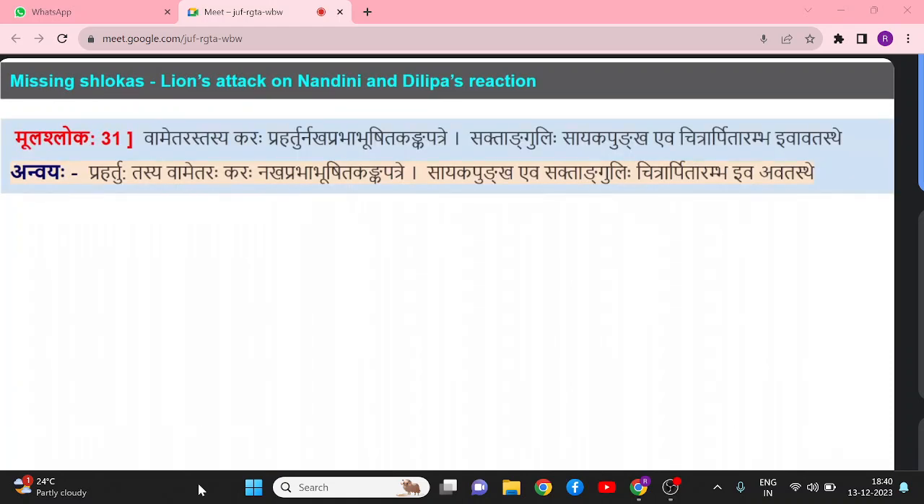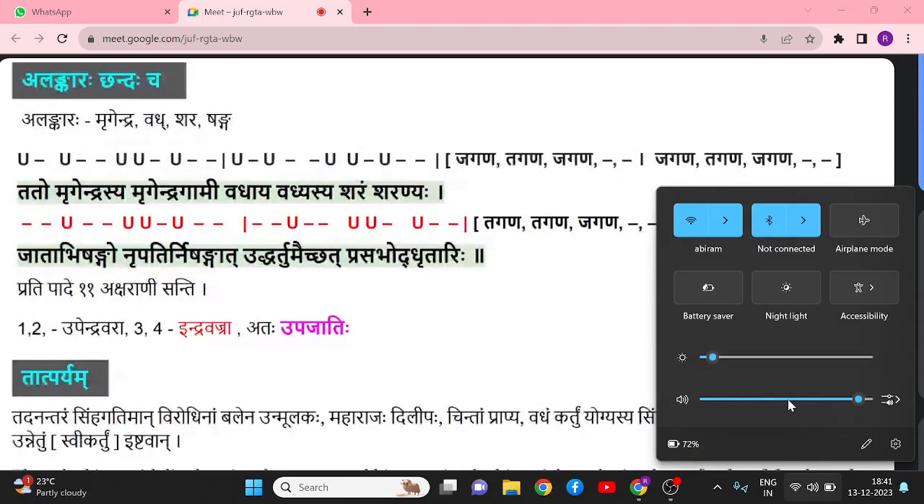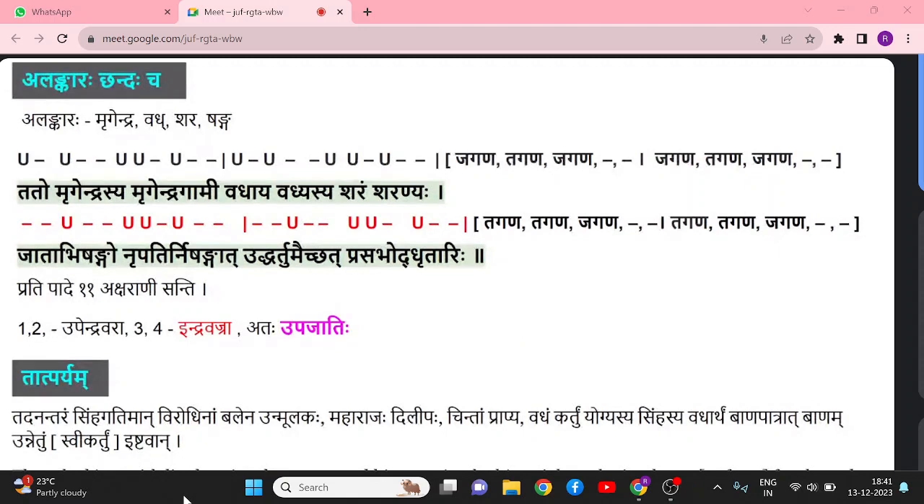Bhagini, Mrugendragami. Mrugasya gamanam iva gamanam yasya saha, we cannot say that. Mrugendrasya gamanam iva gamanam yasya saha. You can say that. Mrugendravat, instead of saying Iva, I am saying Mrugendravat Gantum Sheelam Yasya Saha.